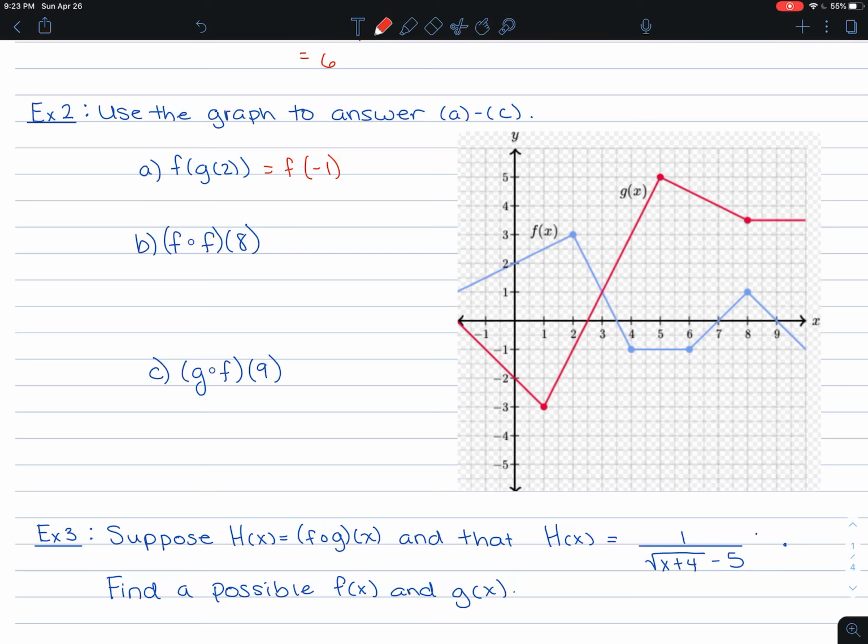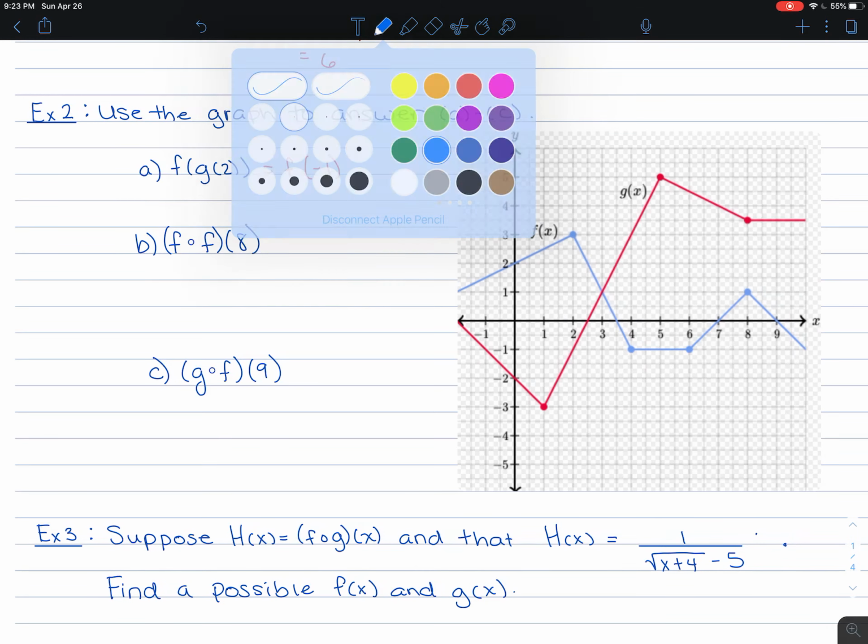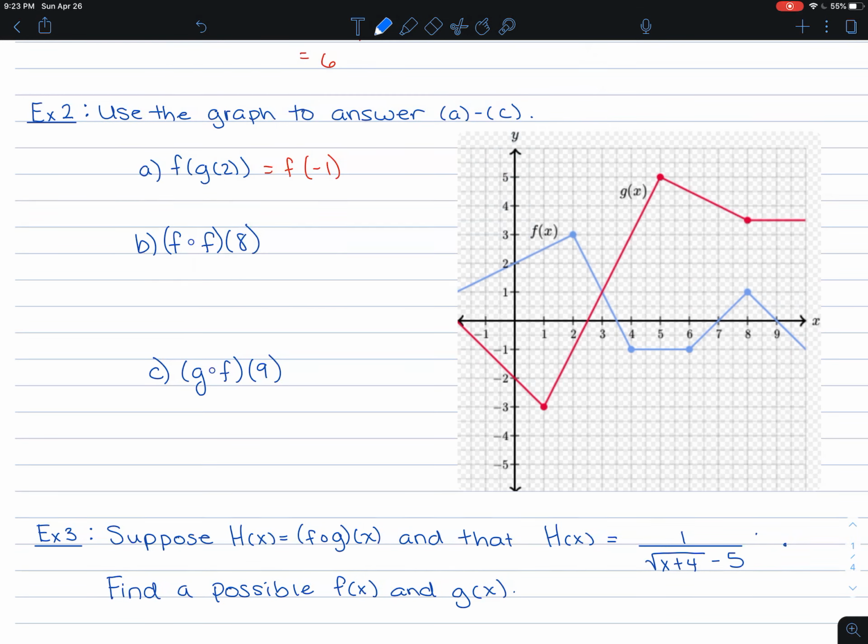So now we're looking at the f graph, and we're going to do that one in blue just to stay consistent with our colors. So go ahead and find x equals negative 1. Okay, and we're going to go up to our f graph. So notice that the point there is negative 1, 1.5. Therefore, f of negative 1 is equal to, if you said 1.5, then you are correct. And that is our final answer. F of g of 2 equals 1.5.